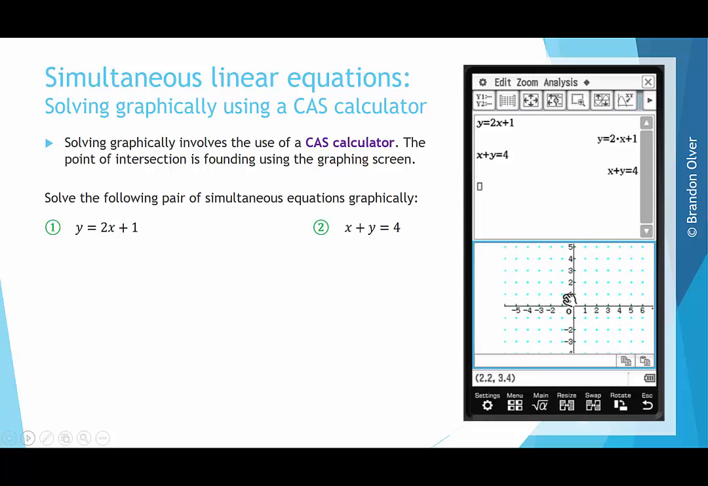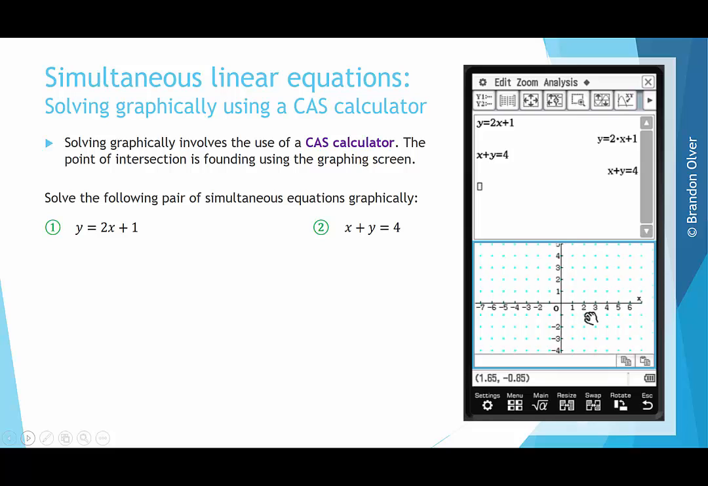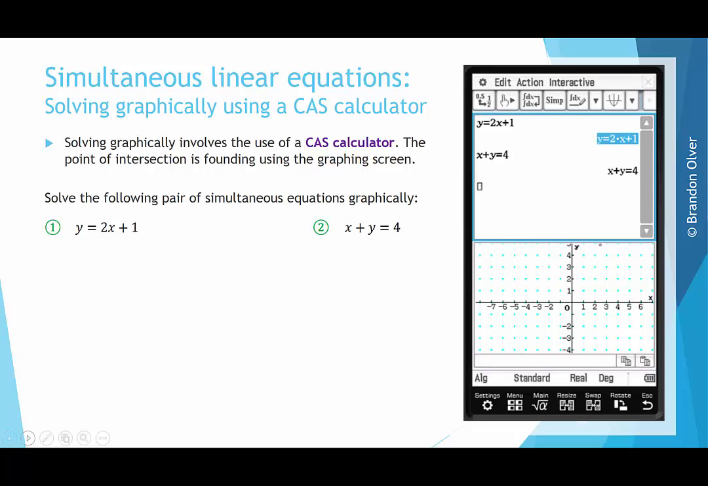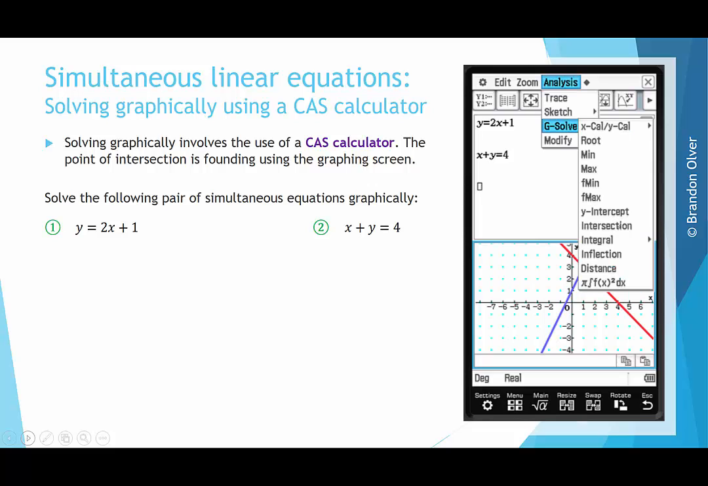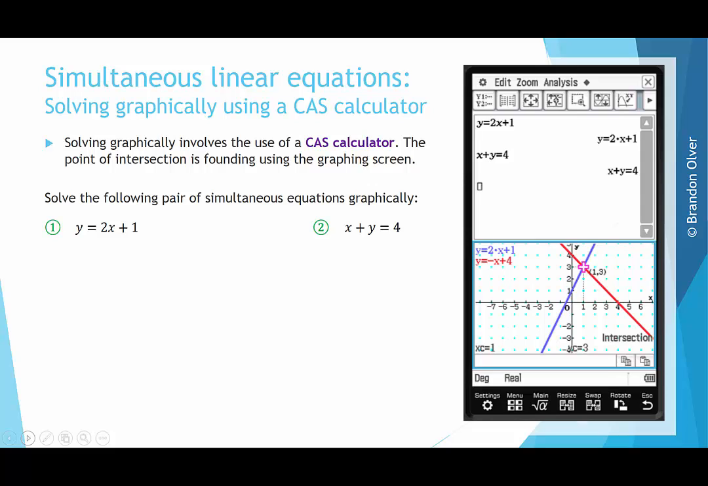So here it may appear slightly differently on yours, but you should have a set of axes where you can graph linear equations or any equations. So if we highlight one of the equations and drag it down, that's the line of y equals 2x plus 1. And then if we drag the second equation down, that's the line of x plus y equals 4. By going analysis, g-solve, intersection, we find that the point of intersection is 1, 3.